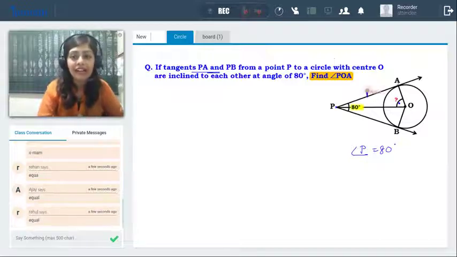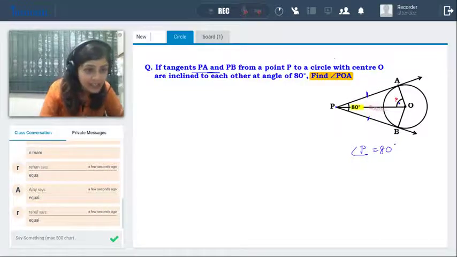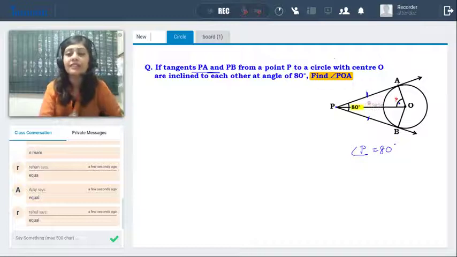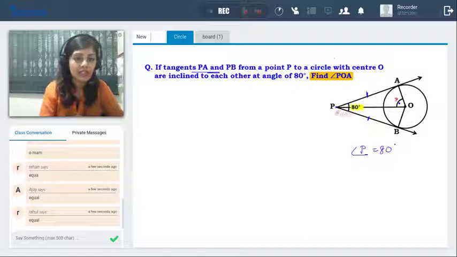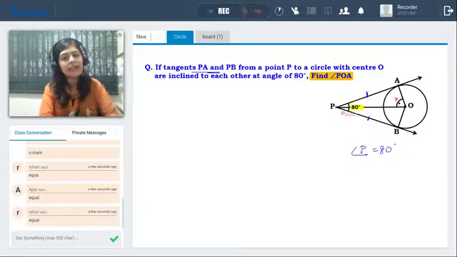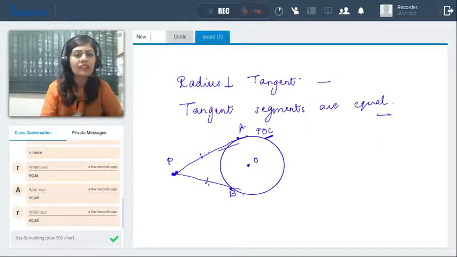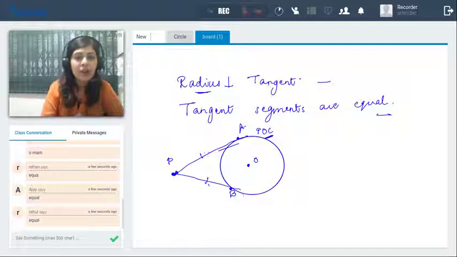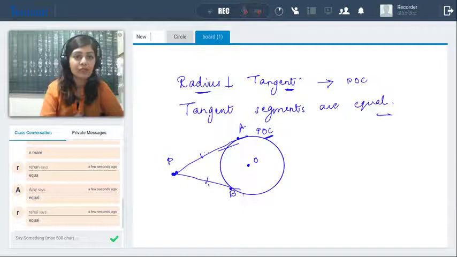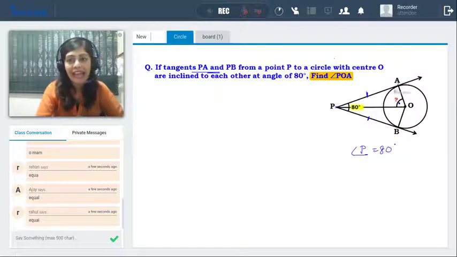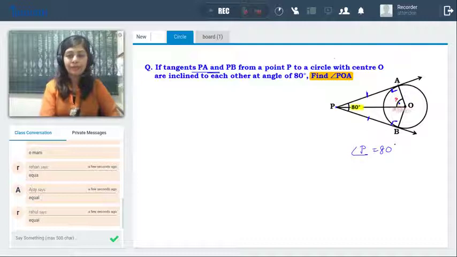Just now we had studied tangents from an external point. Tangents from an external point to a circle are equal. So PA equals PB. That's the first theorem we have applied. Now let's see if we can apply the other theorem. What did the other theorem say? Radius is always perpendicular to the tangent at the point of contact. So we have two points of contact, A and B. We have radius OA perpendicular to tangent AP, and radius OB perpendicular to tangent PB.